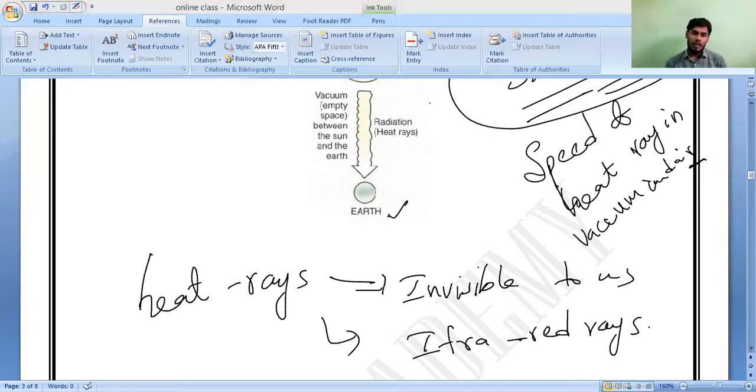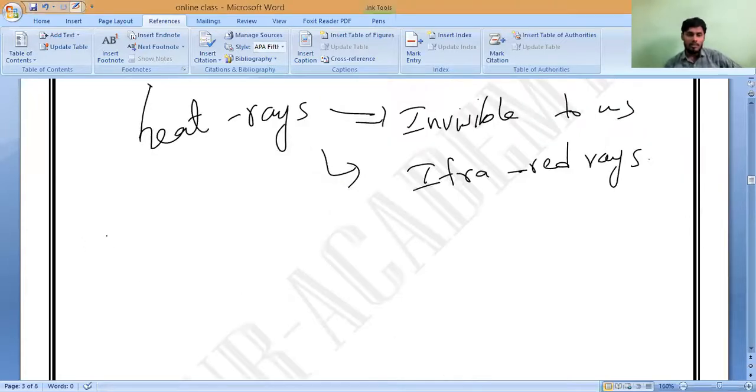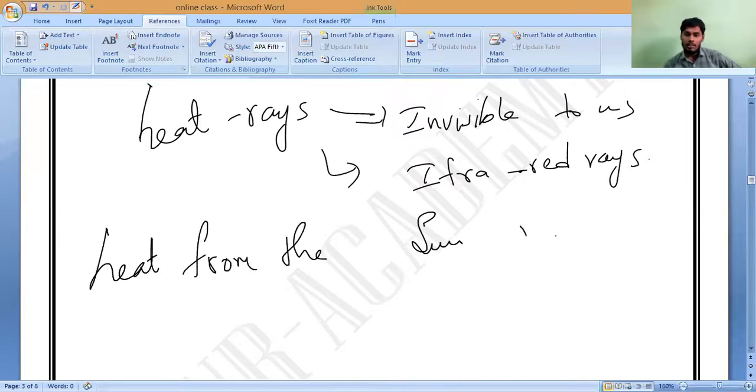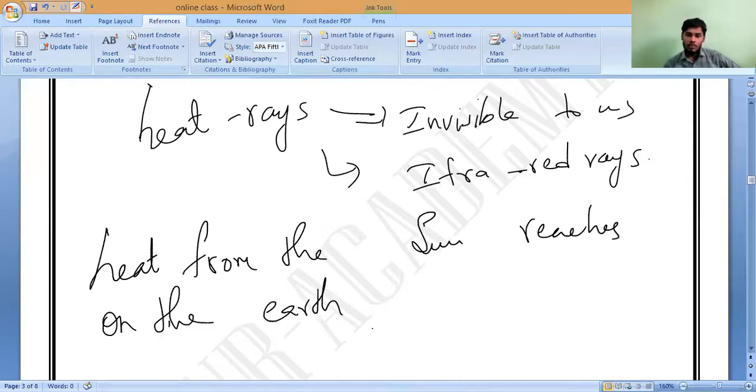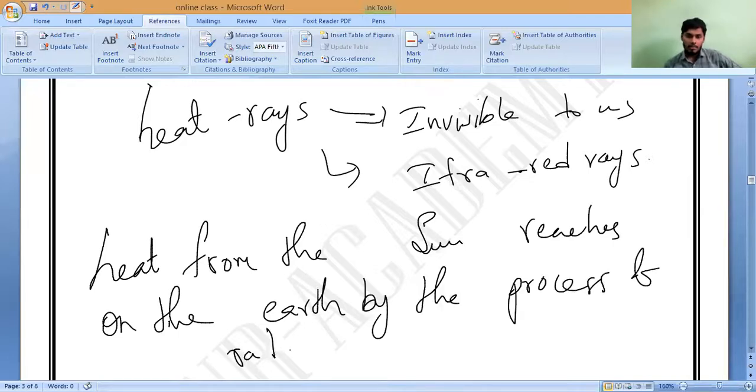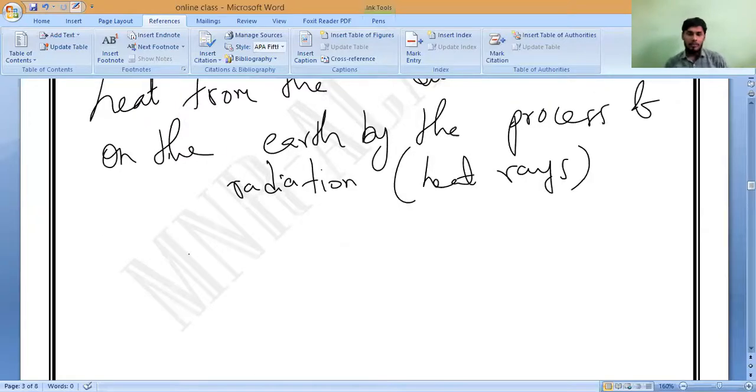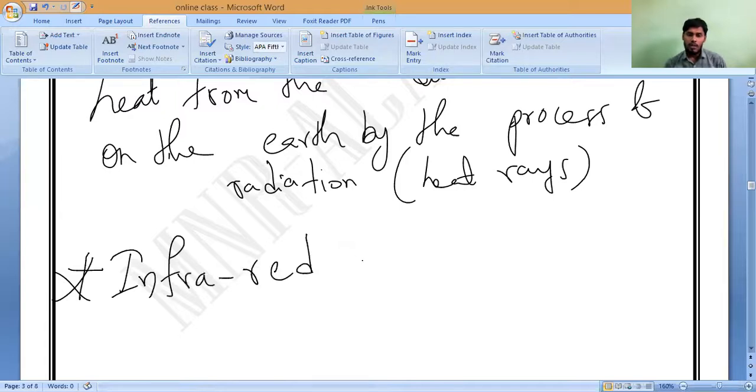Heat from the sun reaches the earth by the process of radiation. That is also what it is. Heat rays. Understand? So that is next: infrared rays.